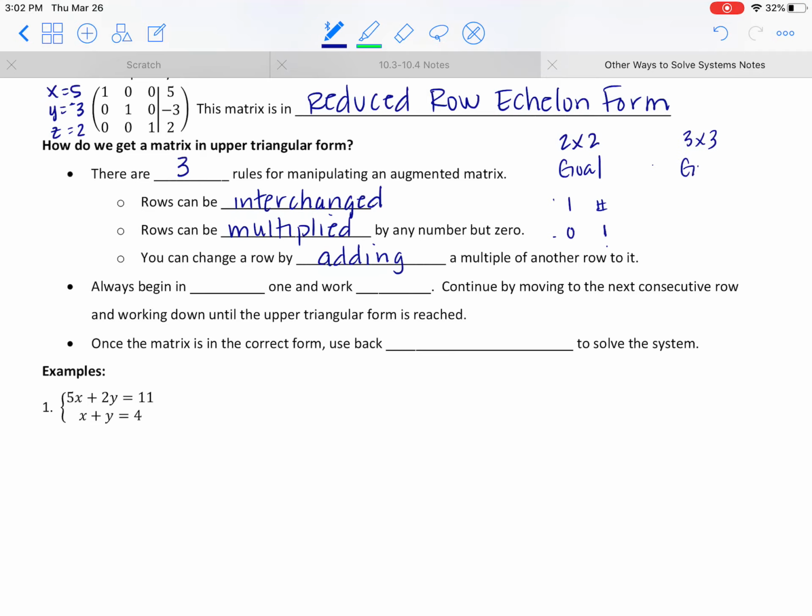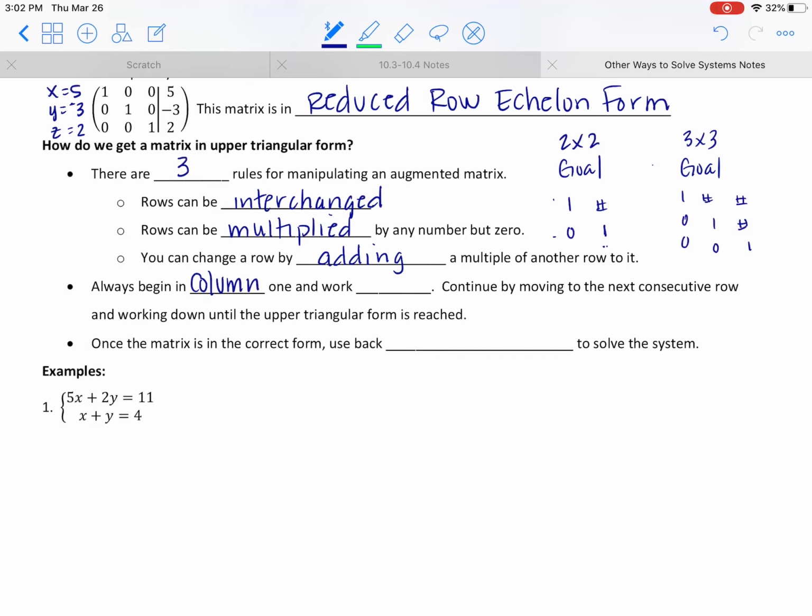So the goal is to get the 1 and the 0 and the 1. And then if it's a 3 by 3, our 3 by 3 goal is to get a 1, a 0, a 0, a 1, a 0, and a 1. And then it doesn't matter what numbers are here. Okay, it's those zeros and ones that we've got to get. It's that upper triangular form, because then I have my first part of my solution here and here.